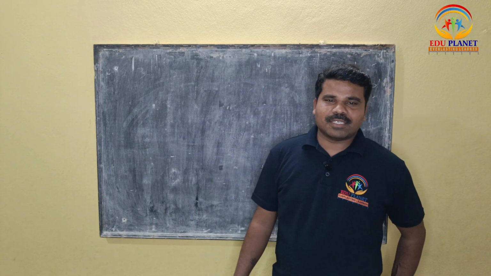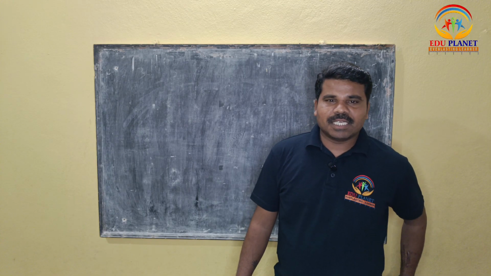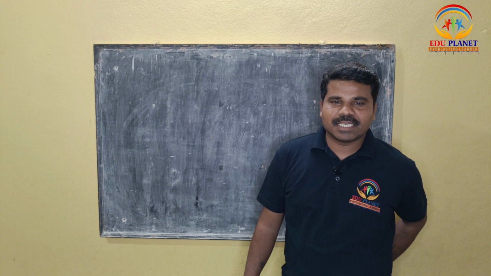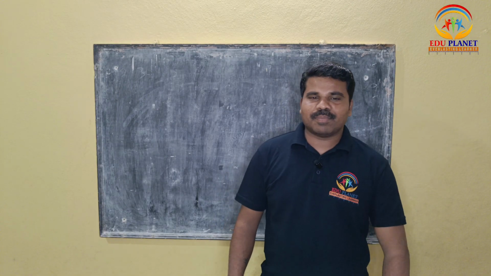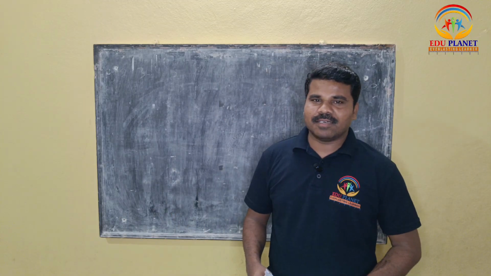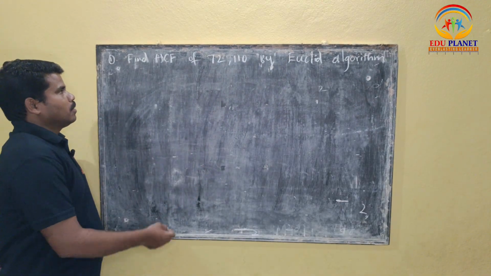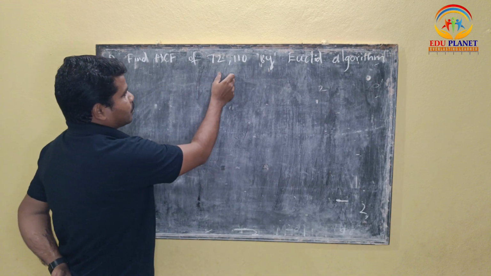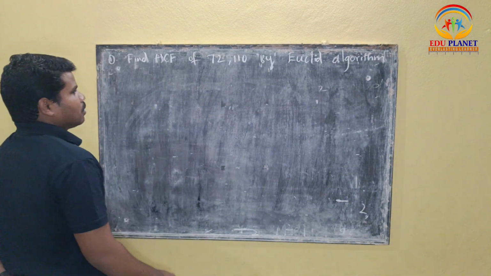Today we are going to discuss the Telangana 10th class Math Summative Assessment 1 Mathematics question paper solutions. This question paper carries a total of 3 sections. Firstly, we will start with section 1. This is our first question. Find the HCF of 72 and 110 by using Euclid algorithm.